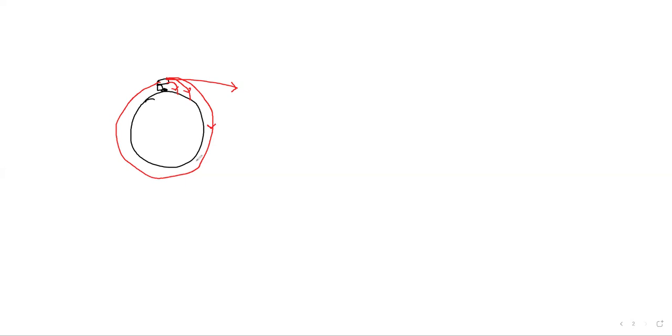And it will keep on orbiting the Earth, but it will never fall on the surface of the Earth. It will keep on orbiting. But if you fire it too fast, it will travel off into space.